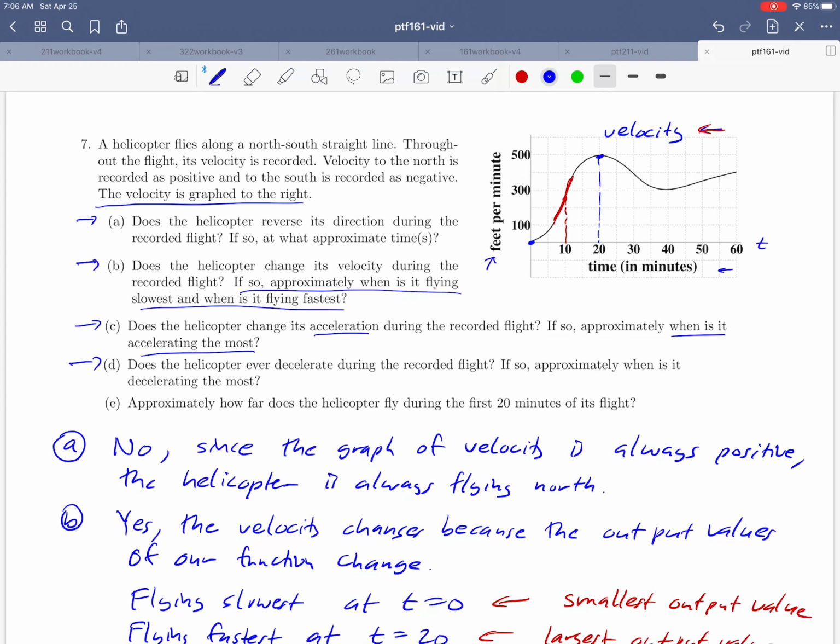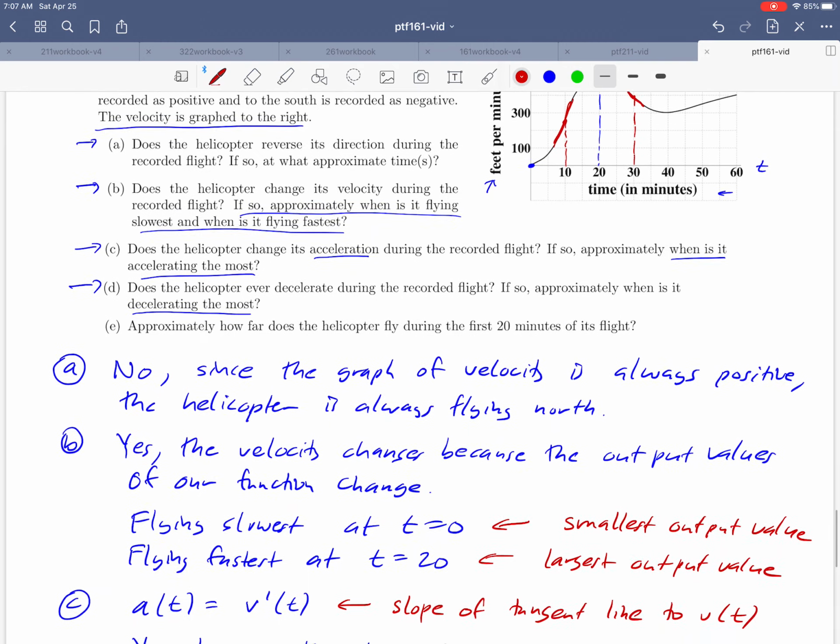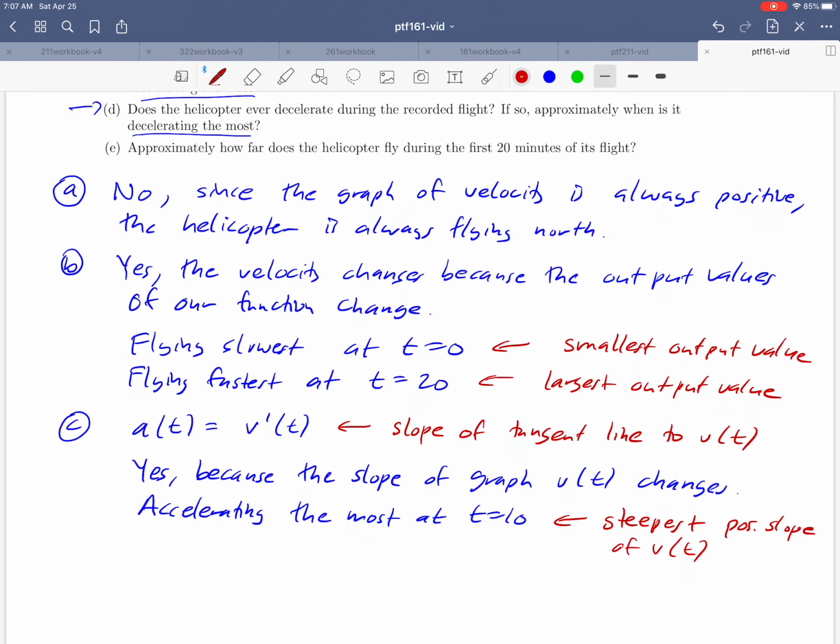And then the second part of it is asking us, where is it decelerating the most? That's like asking you, where do we get the steepest negative slope for the tangent line? Okay, if you kind of go to the graph, you will hopefully agree that it looks like we get our steepest negative slope about here. That's t equals 30. All right, so we have enough information to answer D here.